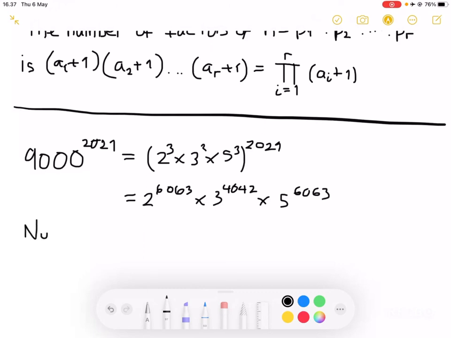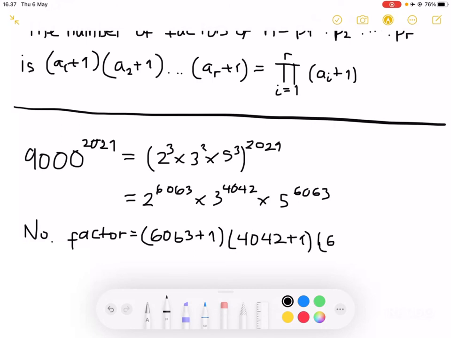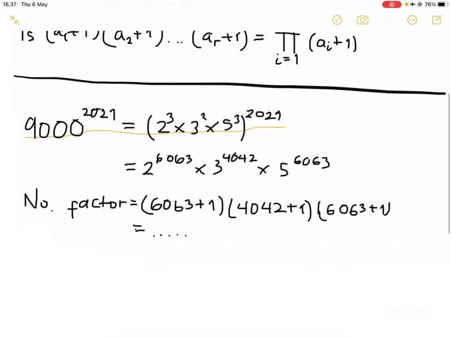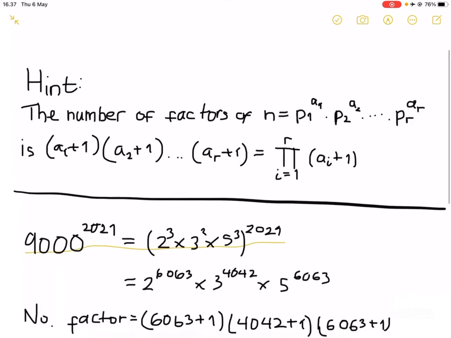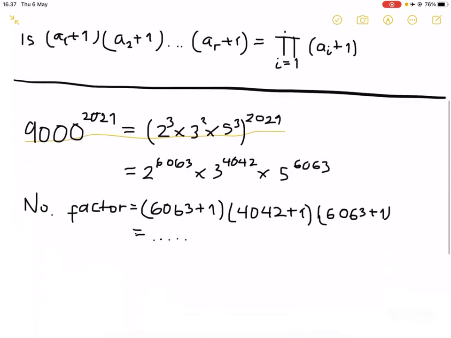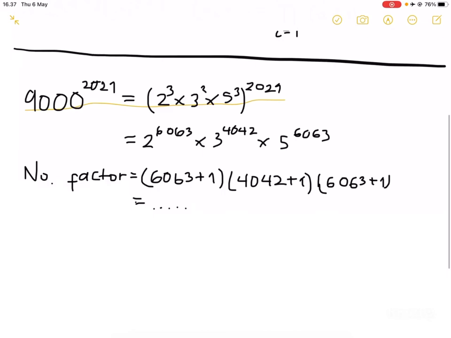So the number of factors by using our formula above will be 6063 plus 1 times 4042 plus 1 times 6063 plus 1. Now I'll let you guys go do this on your calculator, because judging by its numbers, it is very big. So it turns out that the number 9000 to the power of 2021 has way too many factors.